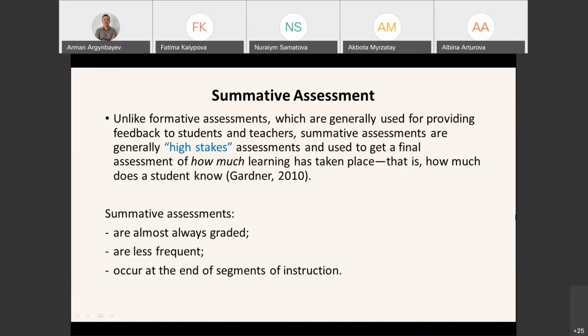Okay. Summative assessments are almost always graded. I would even remove almost. They're always graded. They are less frequent. So maybe 3 times throughout the whole semester, maybe 5 assignments. But not at every lesson.